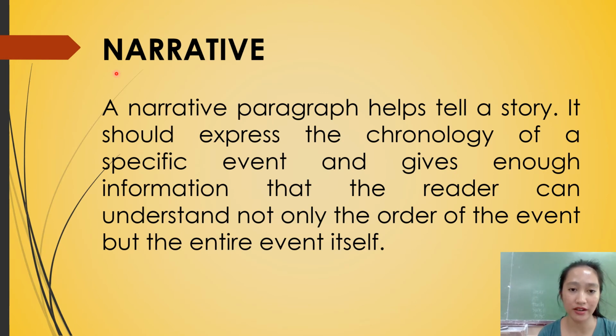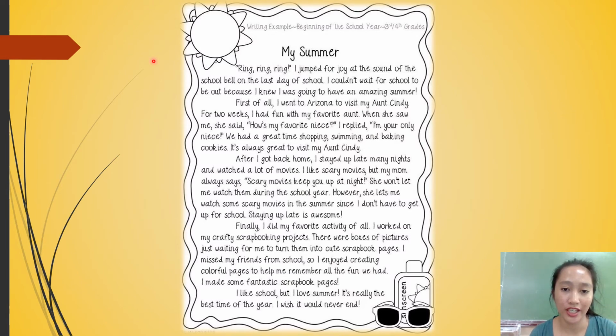Another kind of paragraph is what we call the narrative. A narrative paragraph helps tell a story. It should express the chronology of a specific event and give enough information that the reader can understand not only the order of the event, but the entire event itself. Chronology meaning to say from A to Z, from 1 to 100, or in short, in order. Okay. Remember that in writing a narrative paragraph or essay, it should start from the first up to the last, or from A to Z, or from 1 to 100, and so on.